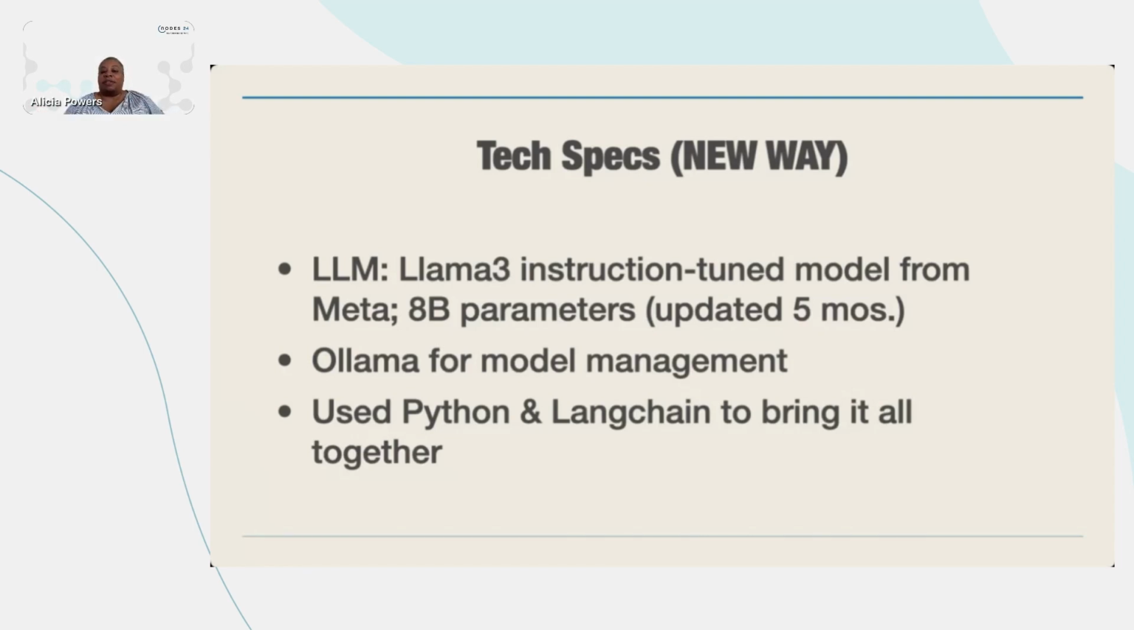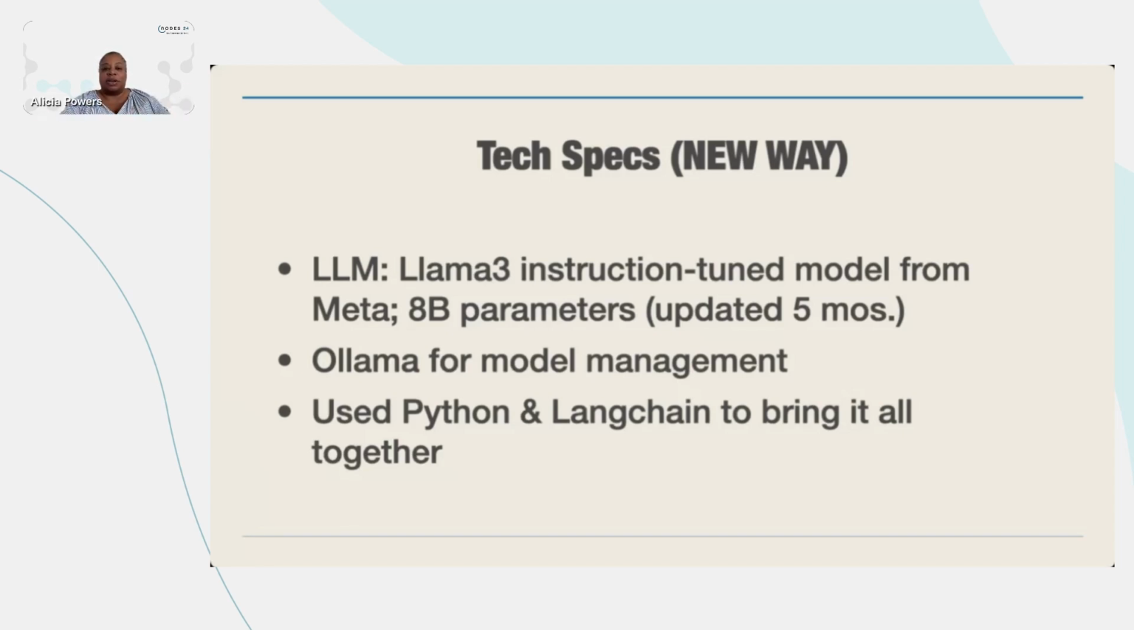Let me just go through the specs so that we can set the context. I'm using the Llama 3 instruction tuned model from Meta. It's the 8 billion parameter model that was updated around 5 months ago, so it's actually one of the smaller models. I chose that because I want to use it for an app, so I didn't want something huge that would take a long time to process. I use Ollama for model management, and then I just use Python and LangChain to bring it all together.